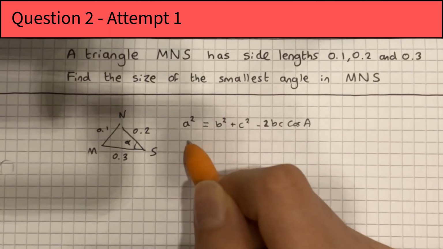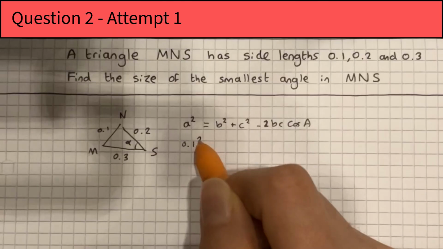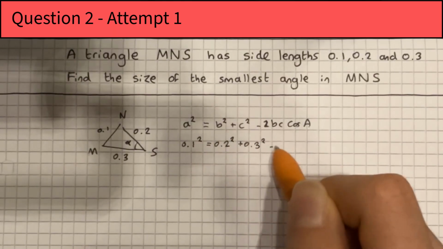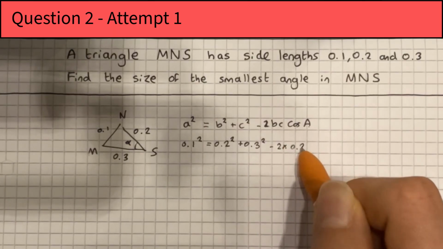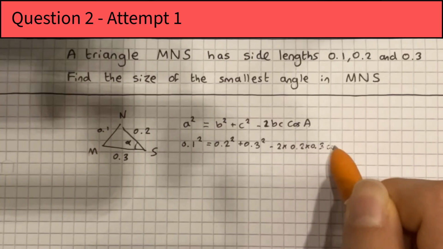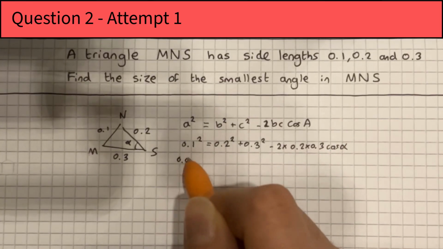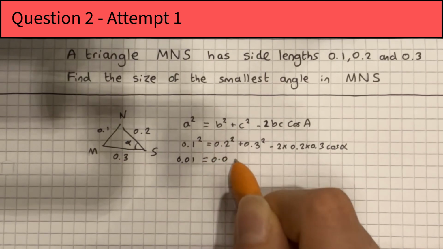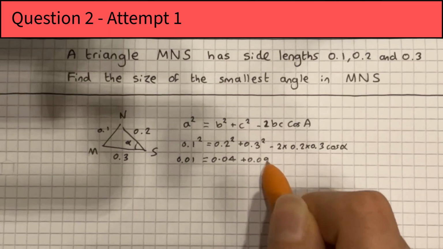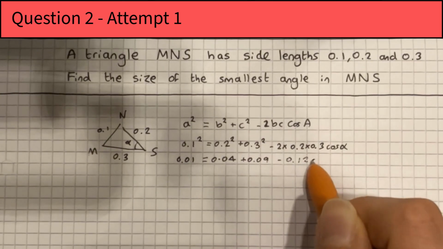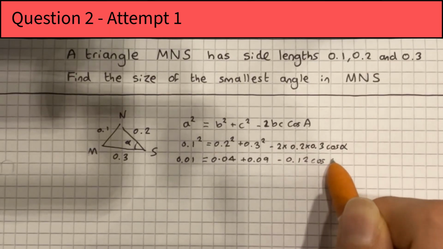So the A and the A are going to be the two opposite sides. So the A is going to be 0.1 squared, B squared is going to be 0.2 squared, C squared is going to be 0.3 squared. And then the big A, the capital A, is going to be the alpha, the angle that we're looking for. But we can just work these out. That's 0.01, 0.04, and 0.09. And then 0.2 times 0.3 is 0.06, which times by 2 is 0.12.